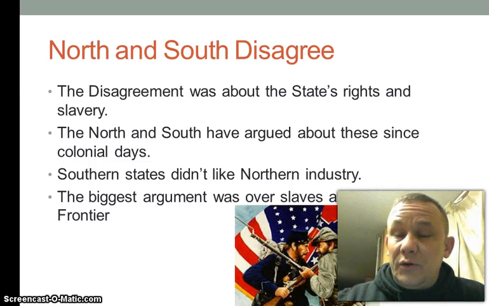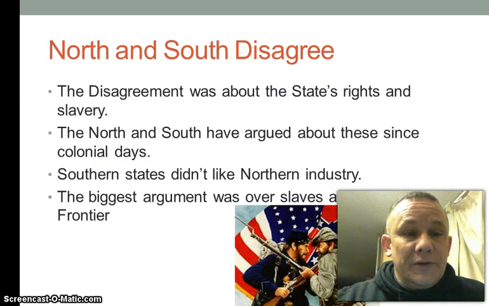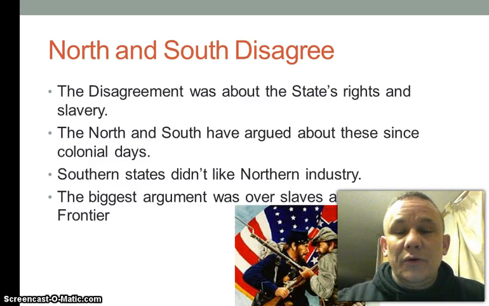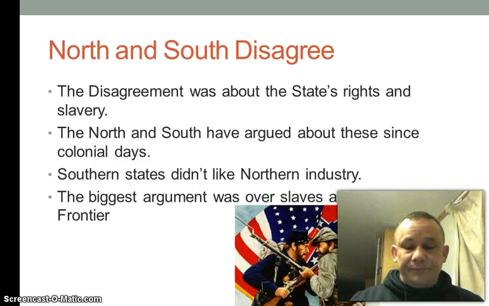Southern states didn't like Northern industry. One reason for this is because the Southerners felt that they had to rely on the North to buy their goods, and that the North was taking advantage of them and making money off of the Southern states because of this. The biggest argument was over slaves and the Western frontier, though. Again, the South felt that it should be their decision whether or not to have slaves in the new Western frontier.